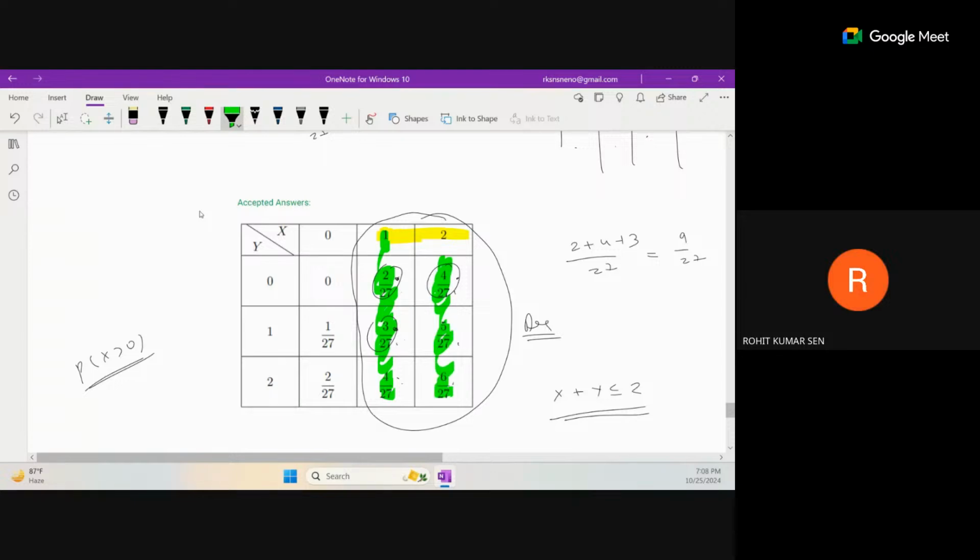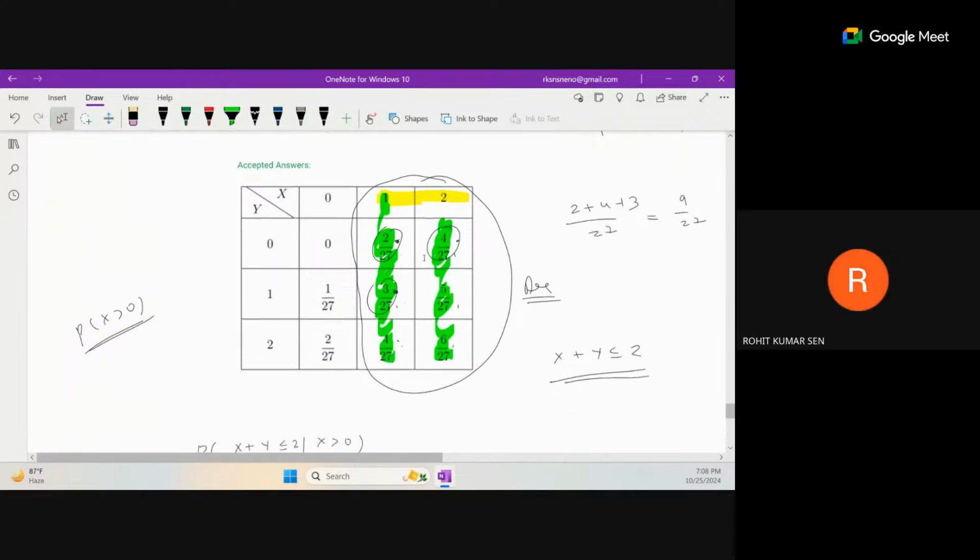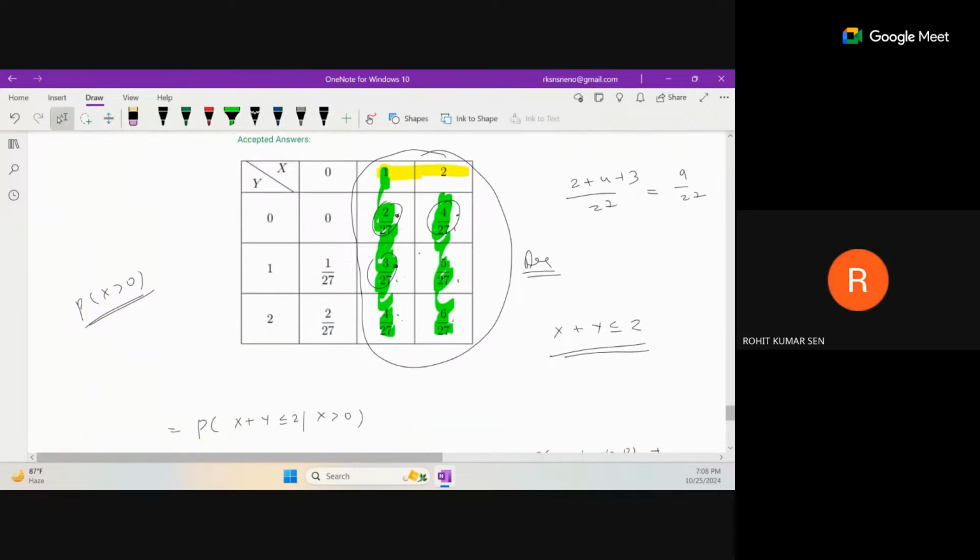So I will add these 6 probabilities. Okay, so let's add all of them. If you add, what will you get? 2 plus 4 plus 3 plus 5 plus 4 plus 6, which is equal to what? Upon 27. So you will get 24 by 27. Correct?